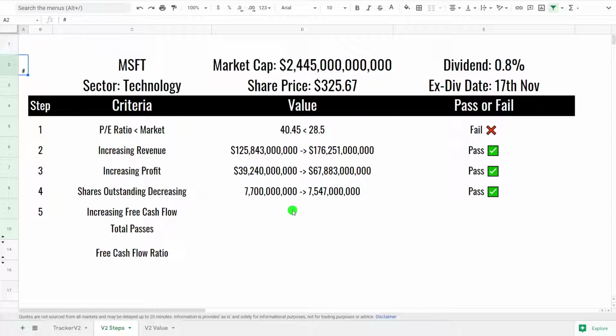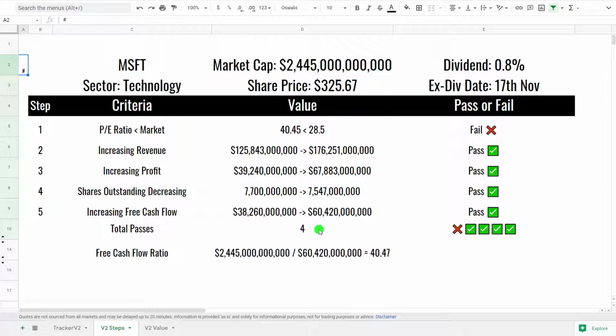And of course, finally, is the free cash flow increasing? The free cash flow has gone from 40 billion to just over 60. So that is, as you can see, four passes: profit, revenue, shares, and cash flow. And the fail is the PE ratio less than the market. And the free cash flow ratio, 2.5 trillion divided by 60, is about 40.74, which is very similar to the PE ratio, which is a little bit on the expensive side. This stock has been undervalued, according to myself, for quite some time, and now we are touching upon sort of high valuations, as you'll see as I go into the value.